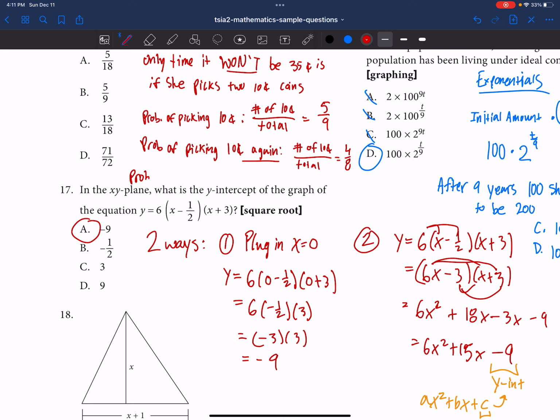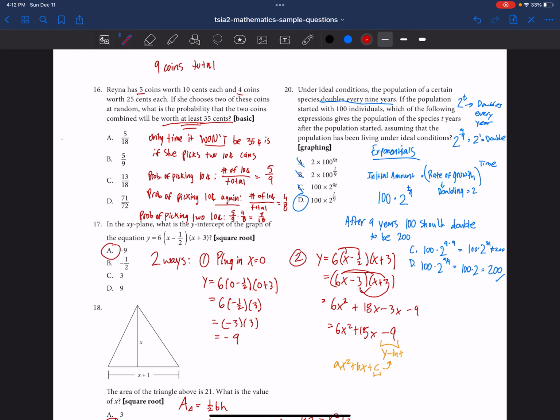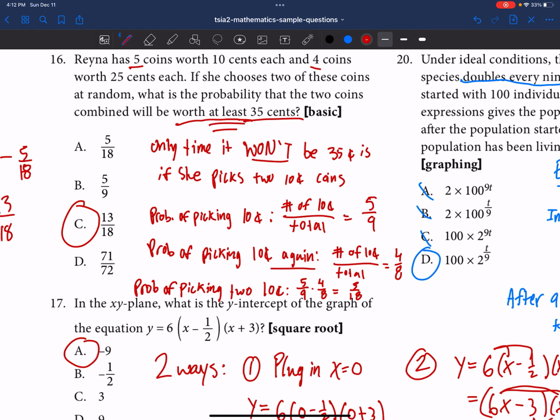So the probability of picking 2 10 cents is 5/9 times 4/8. But that's just 5 times a half, right? So that's 5/18. And you got to do 1 minus 5/18 to get 13/18. C. Okay. Yeah, so I get it.